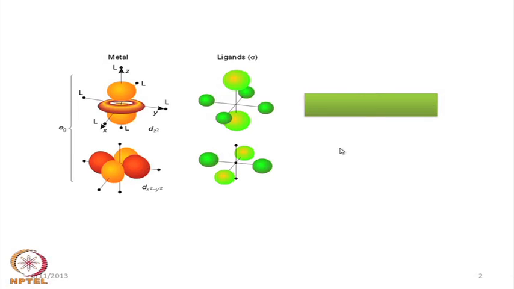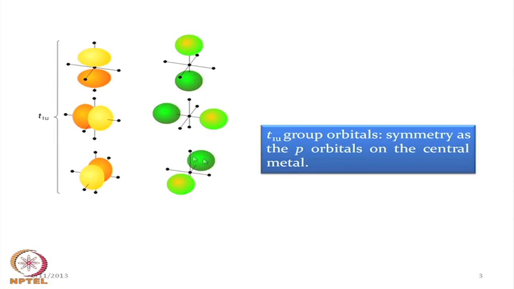So, we have the corresponding EG level or EG group orbitals available for this interaction between the metal and the ligand. So, after A1G we have the EG group of orbitals which are available for this interaction. Next, we have the T1U group orbitals, which have the same symmetry as the p orbitals on the central metal ion.